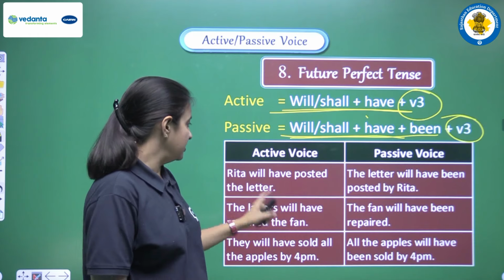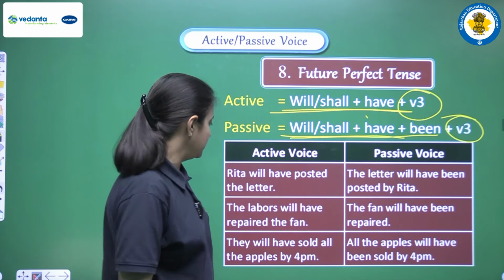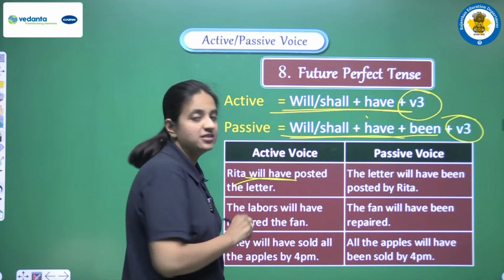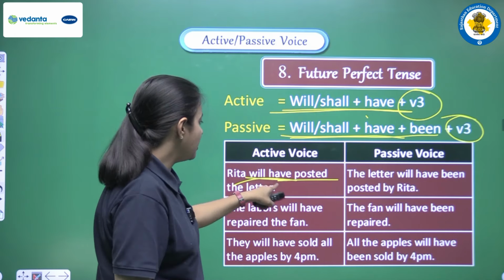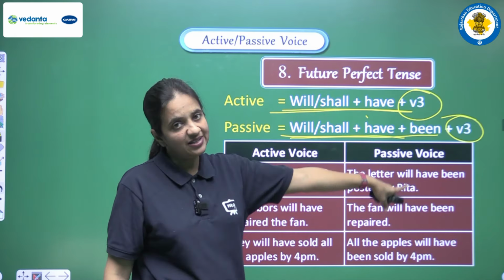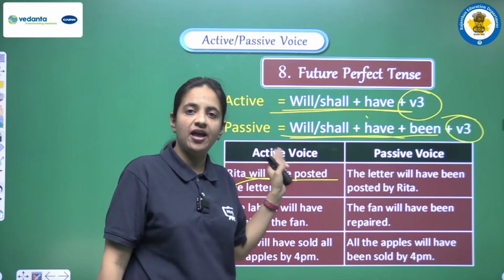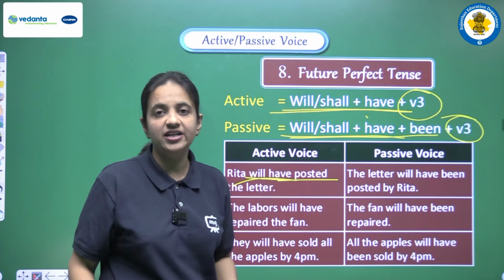The first example is, Rita will have posted the letter. So will have means future perfect tense, and we are having third form of the main verb. So if we are having future perfect, then in the passive voice along with will have or shall have we have to add been.